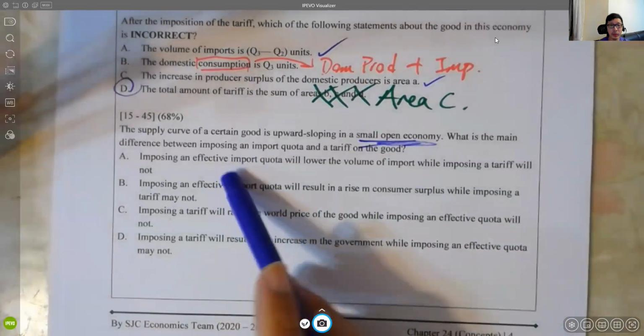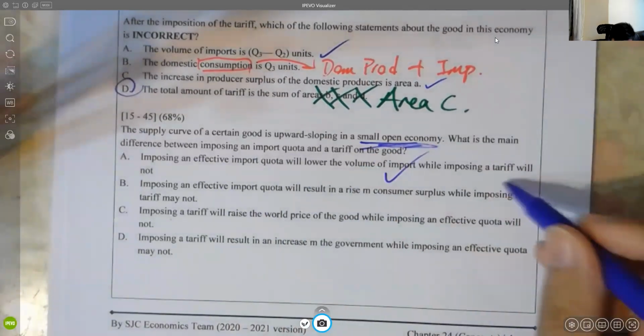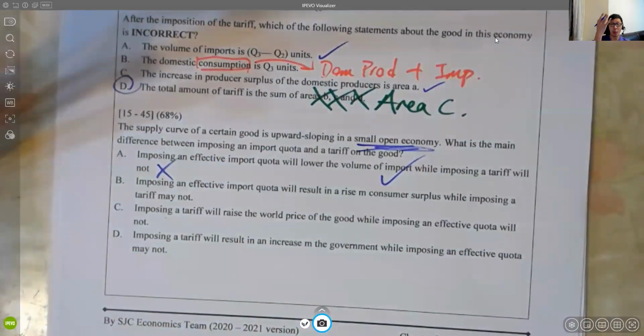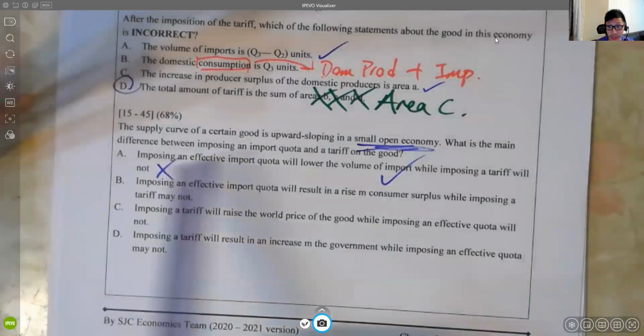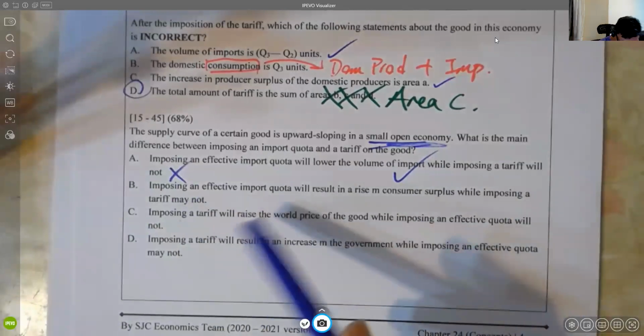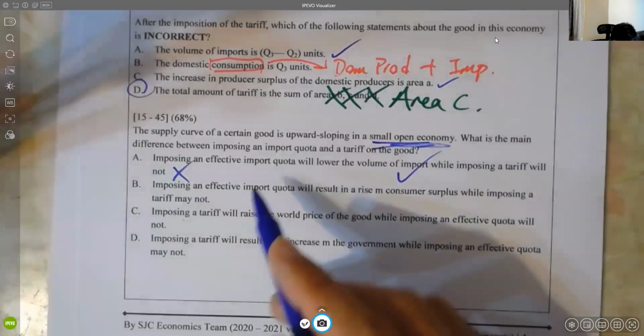Now, first, imposing an import quota will lower the volume of import. Yes, true. While a tariff will not. No, no, why collect tariffs then? Okay, Donald Trump, why is he having such a heavy tariff? The heavy tariff is to prevent the US from importing too much, right? Next: a quota will result in a rise in consumer surplus, while imposing a tariff will not. Actually, I think both are incorrect.